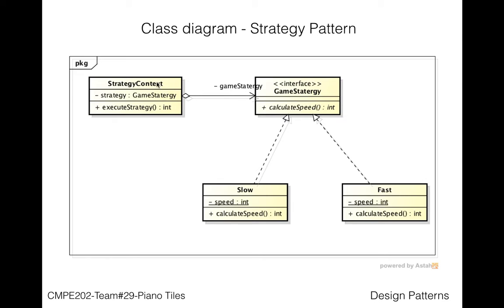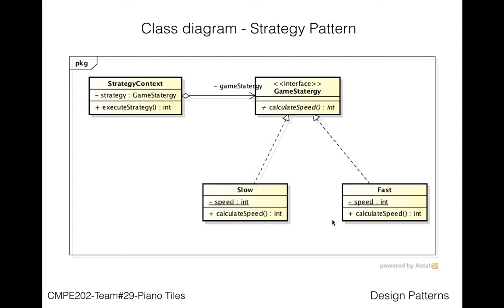The strategy interface is an interface that is implemented by all the algorithms. The game strategy interface in our game declares a calculate speed method that is responsible for deciding the speed of execution. The context uses this interface and makes a call to the algorithm defined in the concrete implementation.